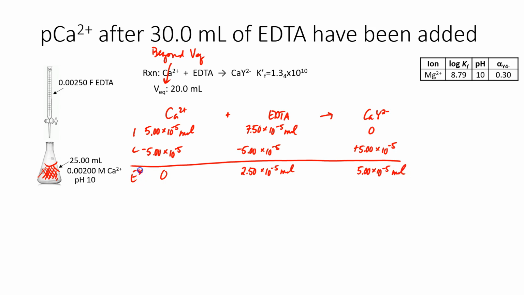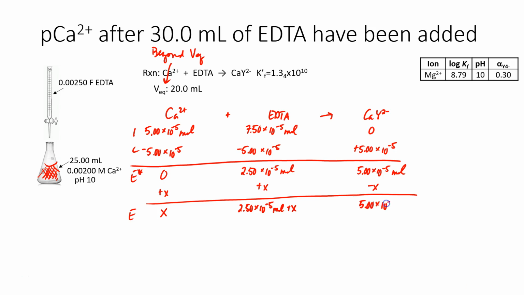And again, this is what I think of as the pseudo-equilibrium. What happens next is a little bit of this complex dissociates to produce a little bit of free EDTA and a little bit of calcium. So at our real equilibrium, we have X for calcium, 2.50 times 10 to the negative fifth moles plus X for EDTA, and 5.00 times 10 to the negative fifth moles minus X for the complex. X is going to be small, so you can ignore it.